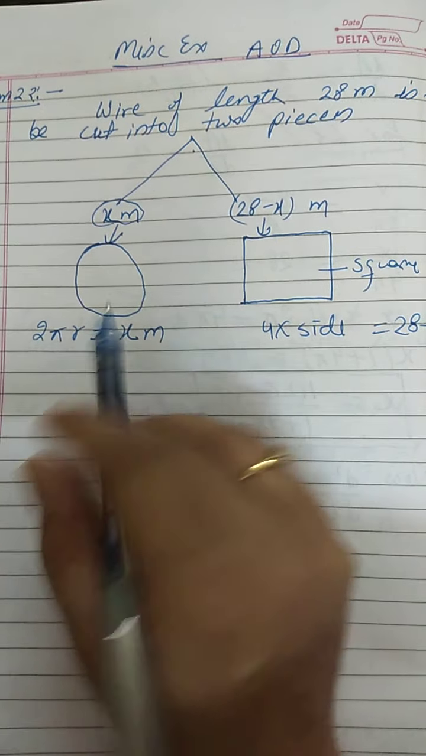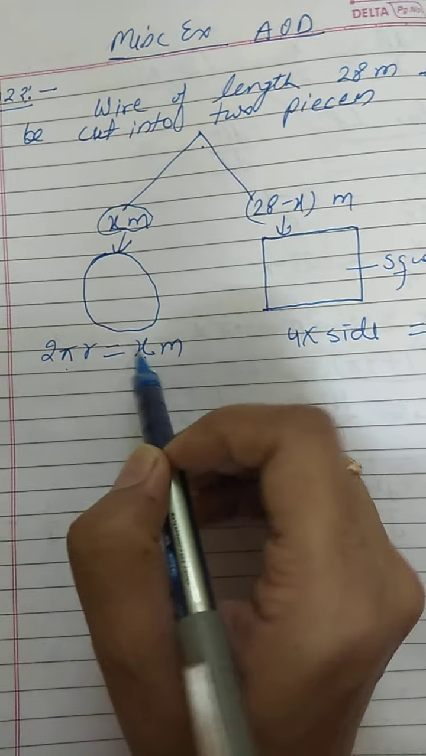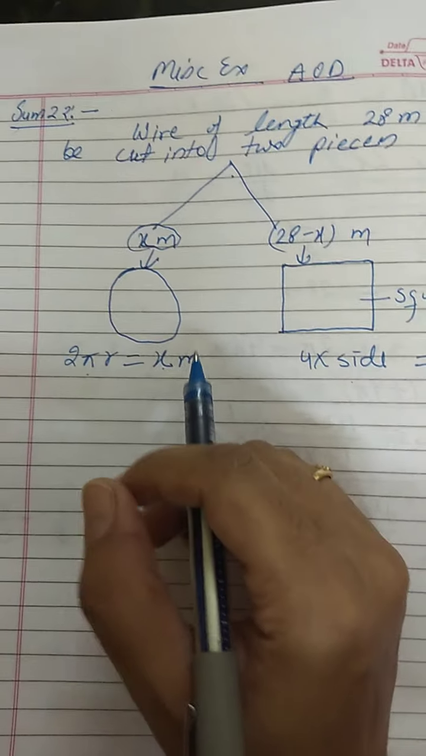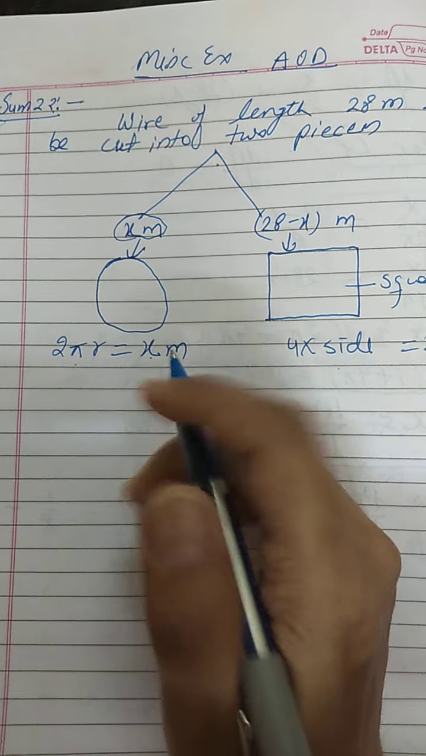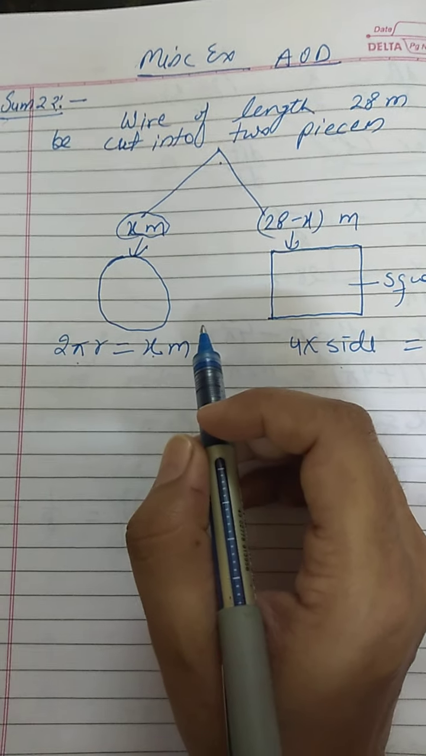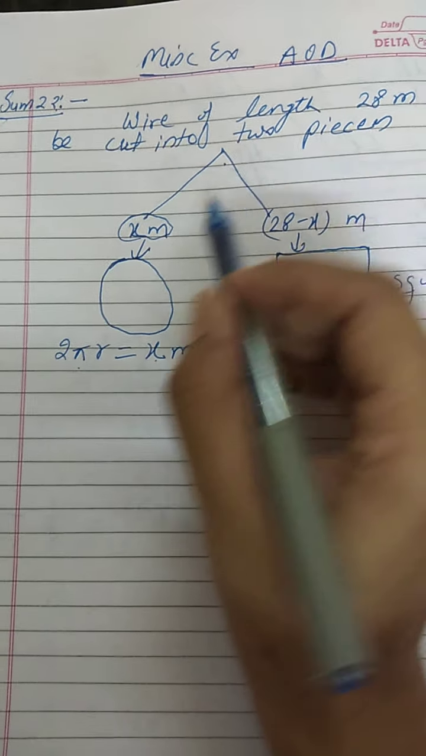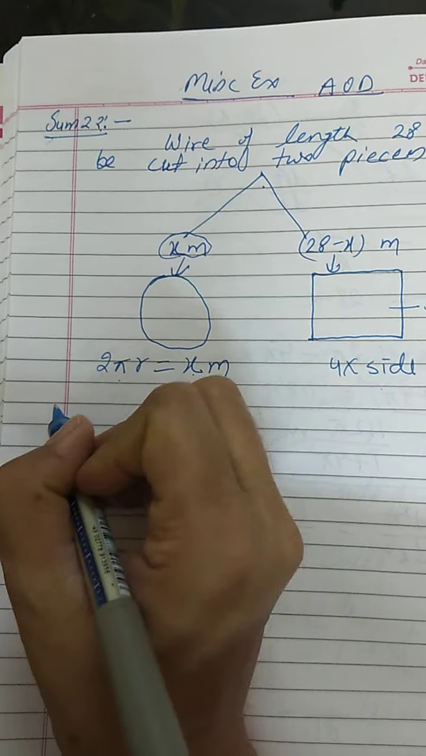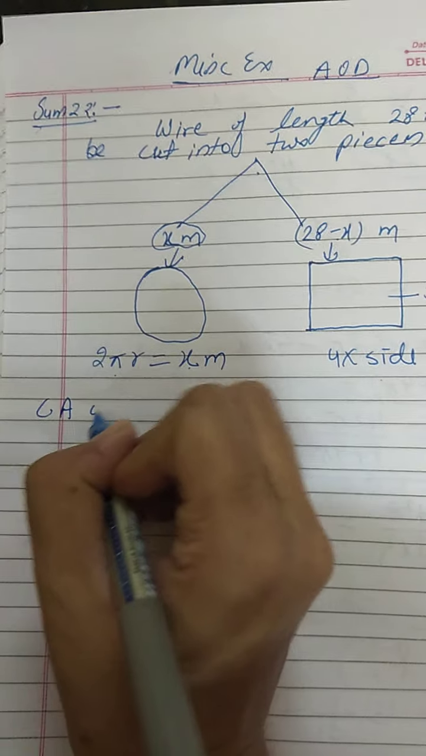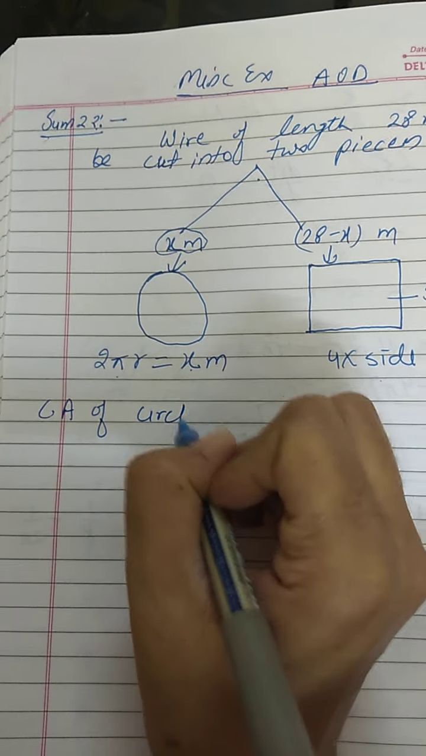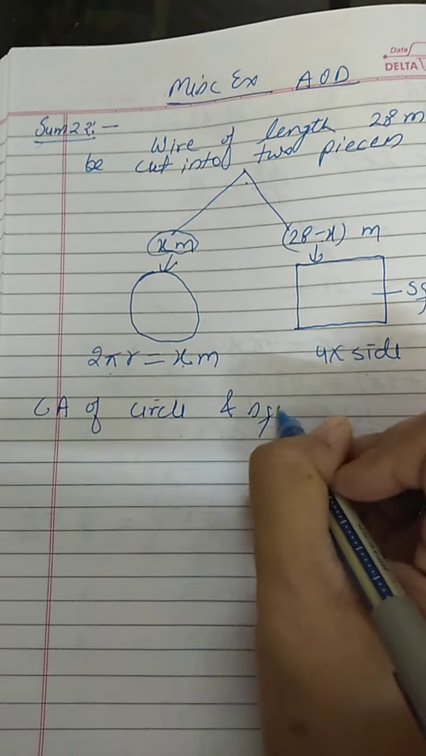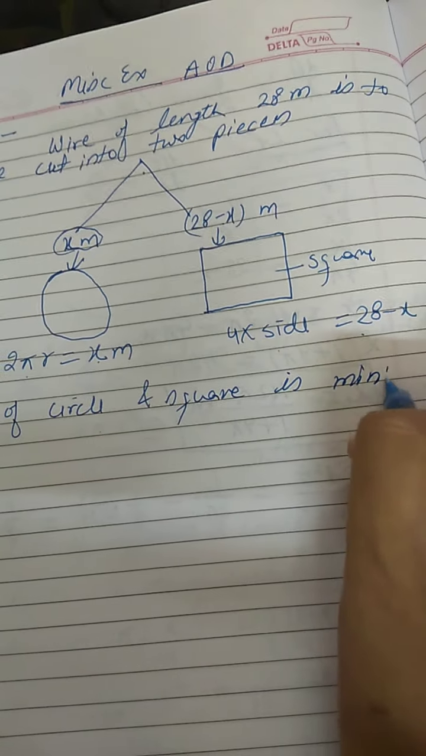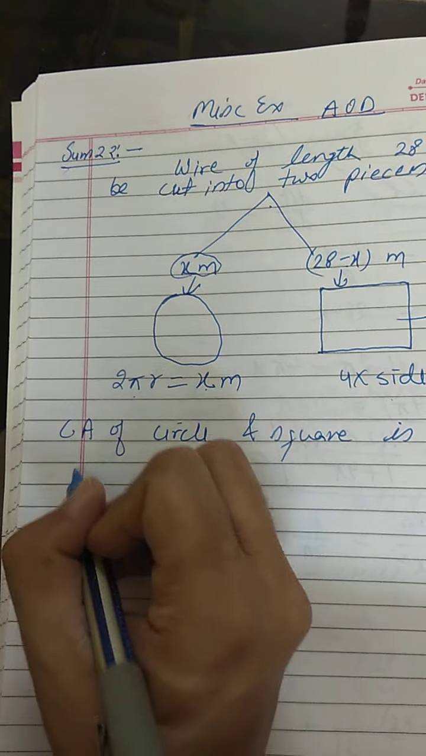So if this is the circumference of the circle and this is the perimeter of the square, what is the next statement? What should be the length of the two pieces so that the combined area of square and circle is minimum? So we have to find this x meter and 28 minus x meter such that the combined area of circle and square is minimum. That means we will find the combined area.